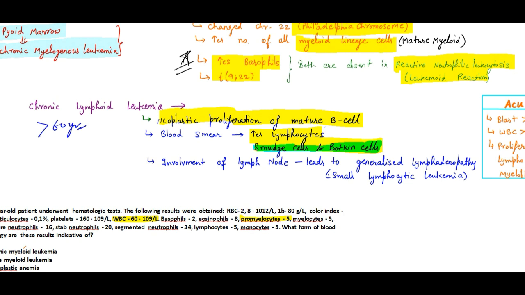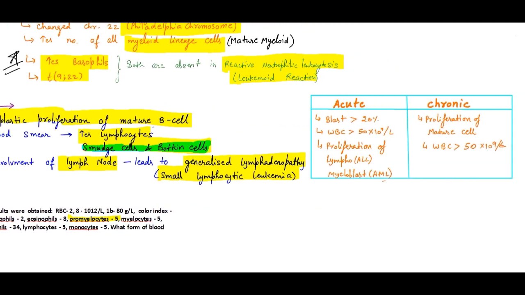Okay. Then there is involvement of the lymph nodes. In chronic lymphoid leukemia, involvement of lymph nodes means generalized lymphadenopathy, which we can also call small lymphocytic leukemia. So remember, chronic lymphoid leukemia is a neoplastic proliferation of mature B cells; smudge cells and Botkin cells you see in the question for chronic lymphoid leukemia. And there is involvement of the lymph nodes that leads to generalized lymphadenopathy. Okay. So this was the detail on lymphoid leukemia.